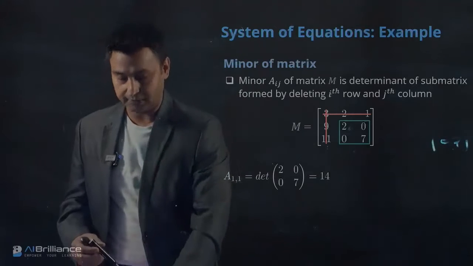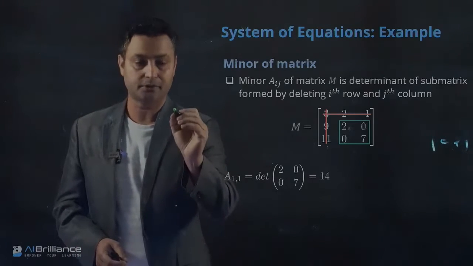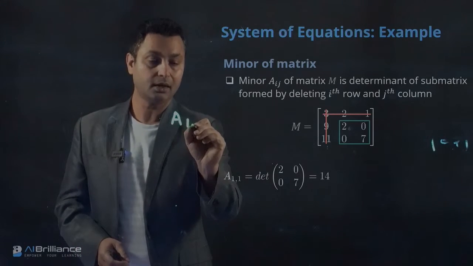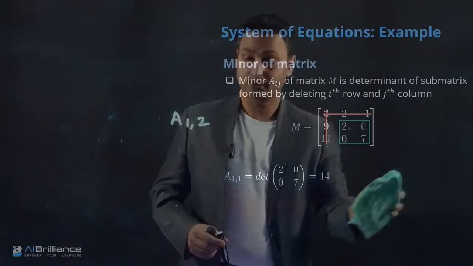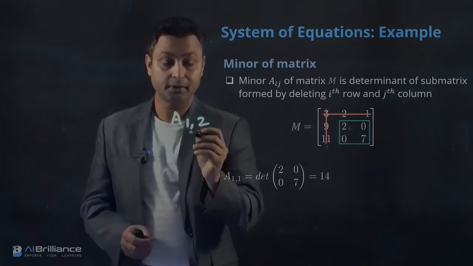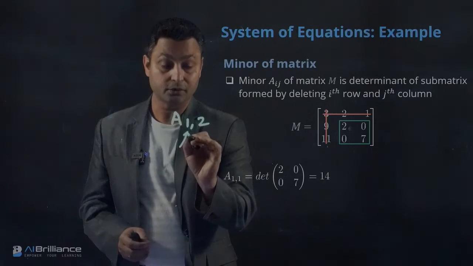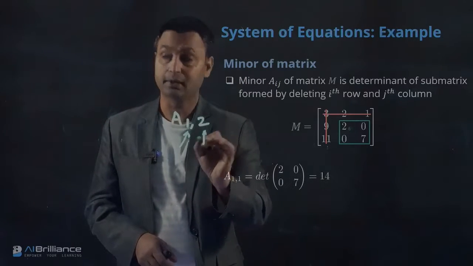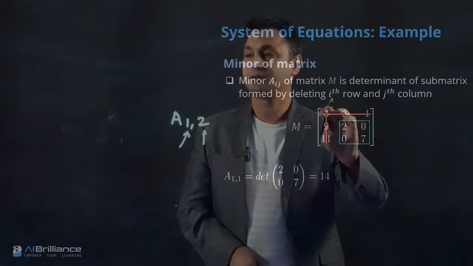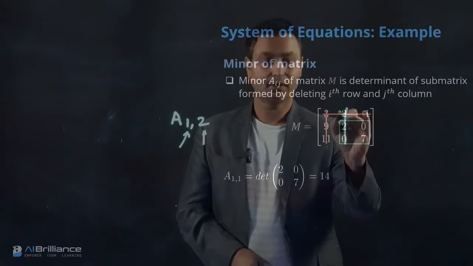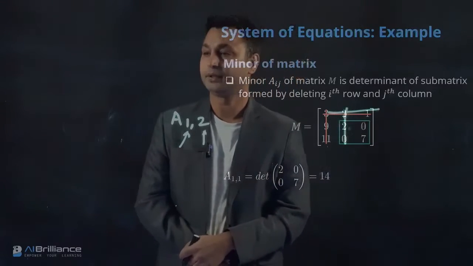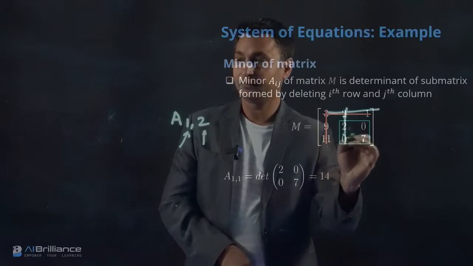So let's go through that calculation too to understand how the process is working. If I take A12, this is the second minor that I need to compute. What am I going to be deleting? I am going to be deleting the first row and the second column. If I take this matrix, the first row is this one and the second column is this one. So I take this one and eliminate that, and that will leave me 9, 11 and 0, 7.